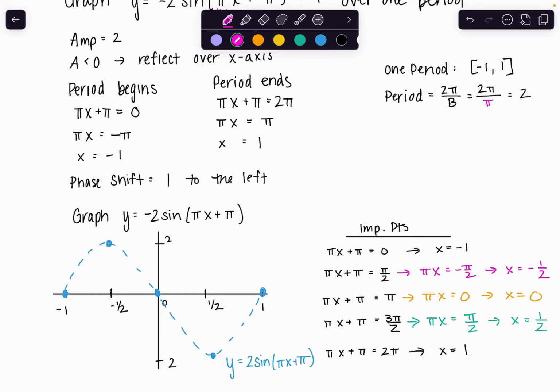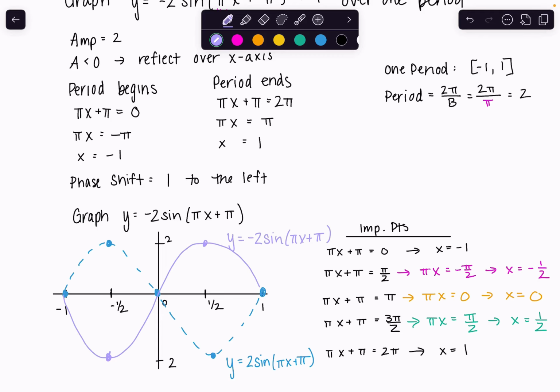But now I need to reflect it. So this point will go down to -2, this up to +2. And then our graph looks like this. So this would be the graph of -2 sine of pi x plus pi. Okay.